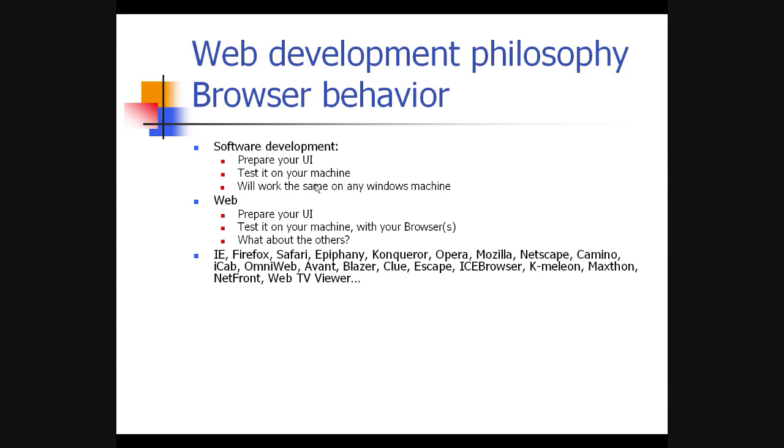Here is a little list of the browsers that are available out there. It's not all of them. It's just a few of them that I found when I was preparing this course. And well, did you know all of them? Internet Explorer, Firefox, Safari, Epiphany, Konqueror, Opera, Mozilla, Netscape, Camino, iCab, OmniWeb, Avant, Blazer, Clue, Escape, Ice Browser, Chameleon, Maxthon, NetFront, WebTV Viewer. Well, if you knew all of them, you're really good. I really didn't. In fact, I didn't know most of them.